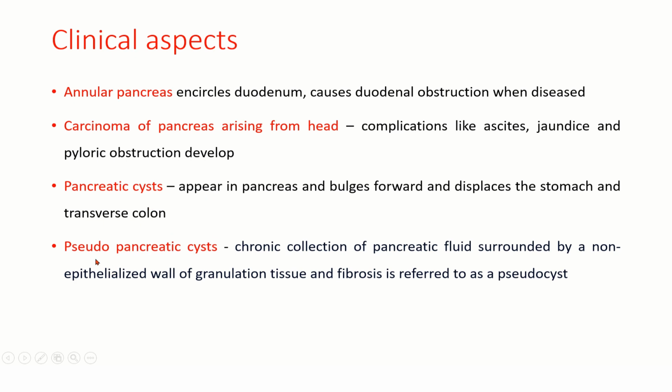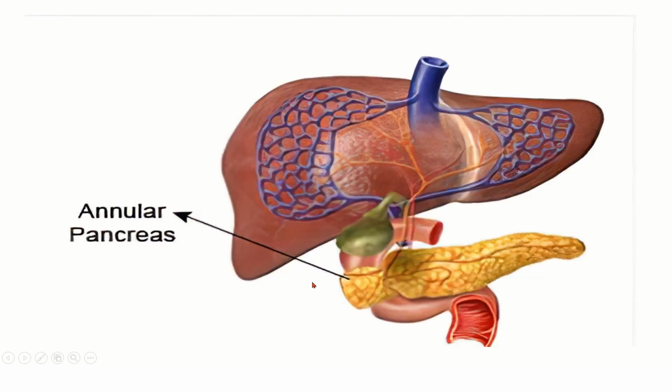Then pseudopancreatic cysts. A chronic collection of pancreatic fluid surrounded by a non-epithelialized wall of granulation tissue and fibrosis is referred to as a pseudocyst. So true cysts will be lined by an epithelial wall, whereas a pseudocyst will not be lined by an epithelial wall. You can see here, this is the annular pancreas encircling the second part of the duodenum.